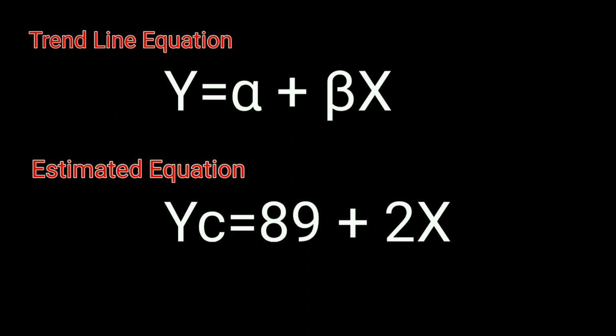Now students, initially at the starting I wrote on the screen the trend equation, and if you remember, the trend equation is y is equal to alpha plus beta x. Now we can get the estimated trend line because we already know the values of alpha and beta. On the screen you see Yc is equal to 89 plus 2x, because 89 stands for alpha and 2 stands for beta in the equation.